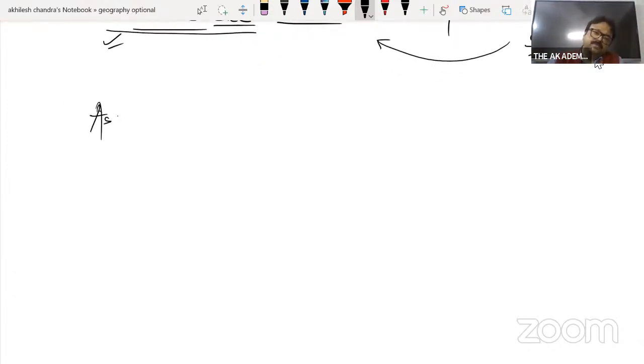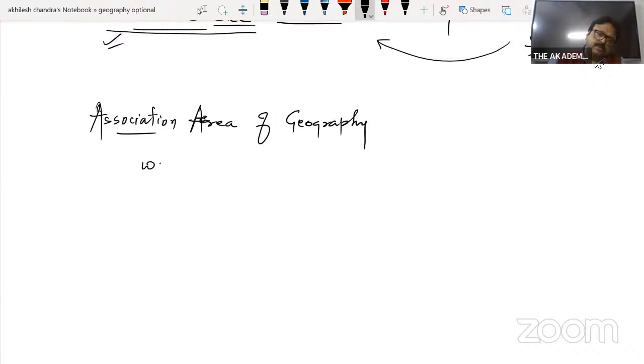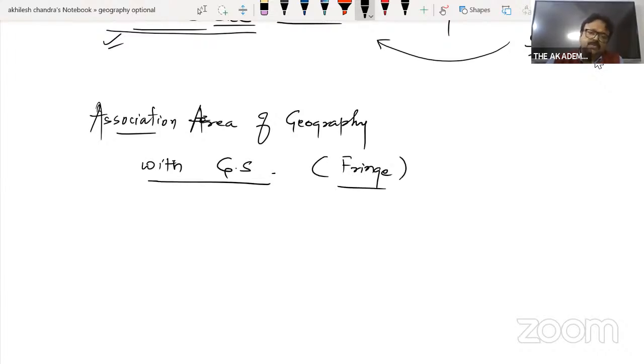Now the first thing is that it is semi-science. The second thing, children, is the association of geography optional with GS, with general studies. What are the fringe areas? Means while you are studying the geography optional, what other parts of your general studies are you going to automatically prepare, isn't it?